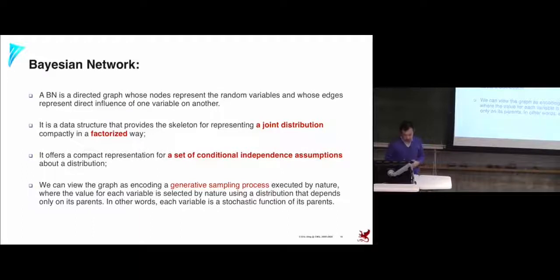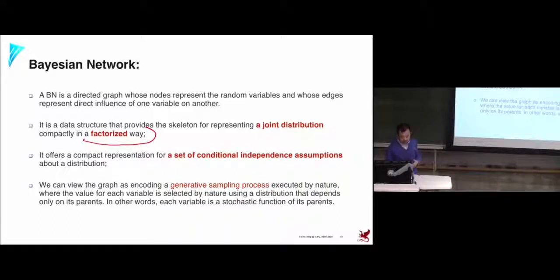Okay, so now let's get back to our very fundamental definition of the directed graphical models. The previous examples are meant to inspire you about the utility and the future questions that you may ask for this type of formalism. Now let's get back to the formalism. So a Bayesian network is a directed graph model whose nodes represent random variables and the edges represent direct influences between the random variables. The second statement is very crucial. It is a data structure that provides the skeleton for representing the joint using a systematic factorization.